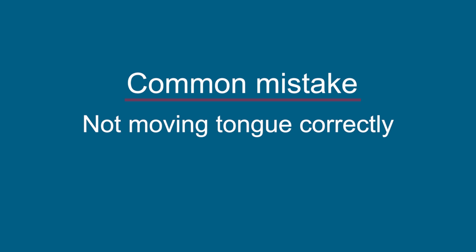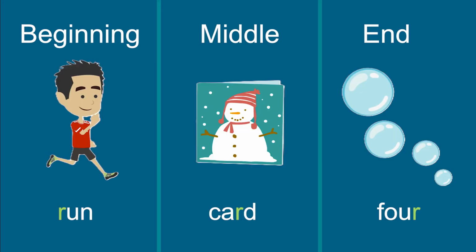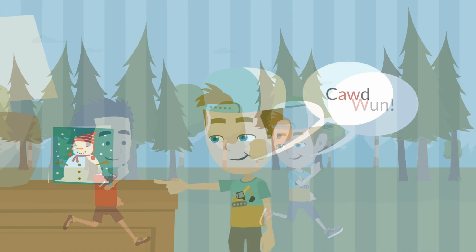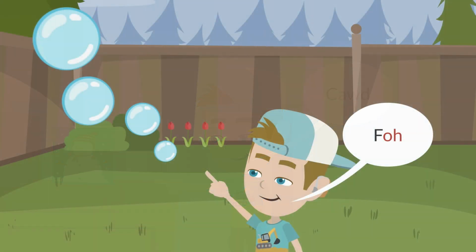A common mistake children make when learning this sound is not moving their tongue correctly. This happens whether your child is using a bunched or retroflexed R. You might hear mistakes at the beginning, middle, and end of words. For example, when R is at the beginning of words, your child may say one instead of run. When R comes after vowel sounds in the middle or the end of words, your child might say cowed instead of card, or foe instead of for.